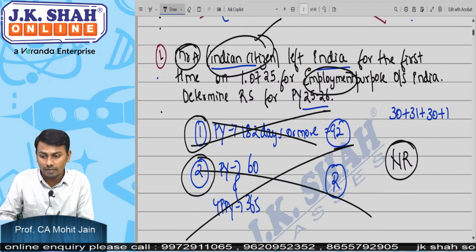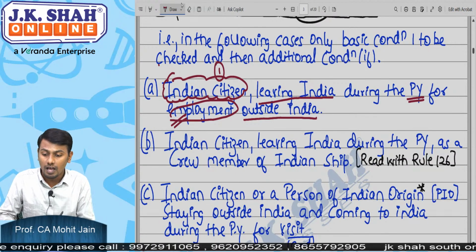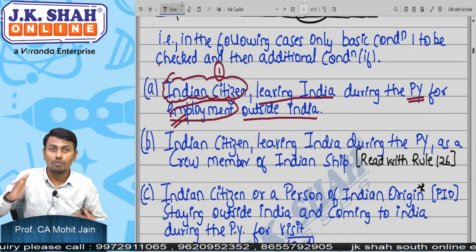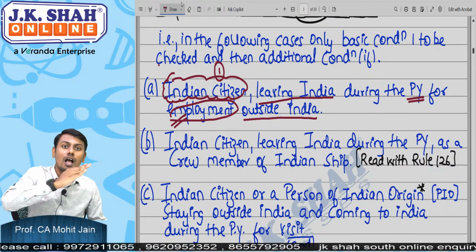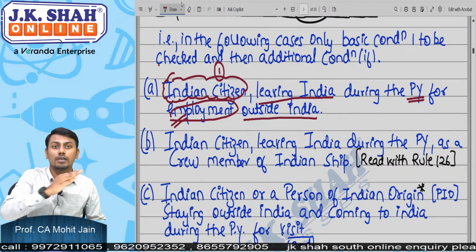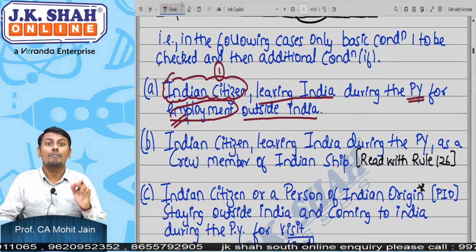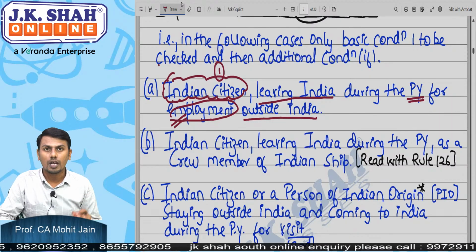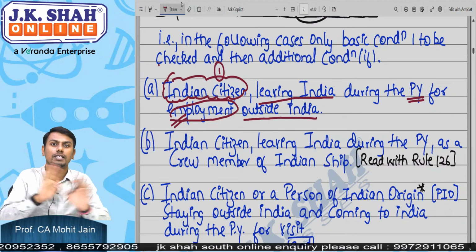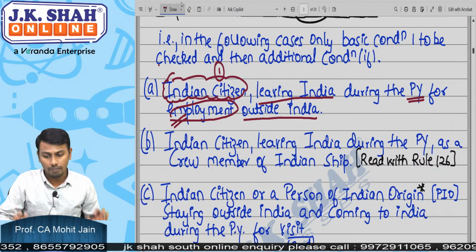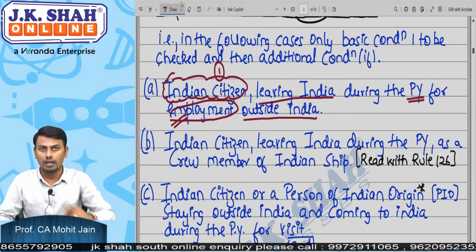So what is the first exception we have learned, people? That if you are an Indian citizen who is going outside India, and for what purpose? You are going outside India for employment purpose. So when you are going outside India for employment purpose, then basic condition number 2 is not applicable. So this is the first point in those 3 cases.